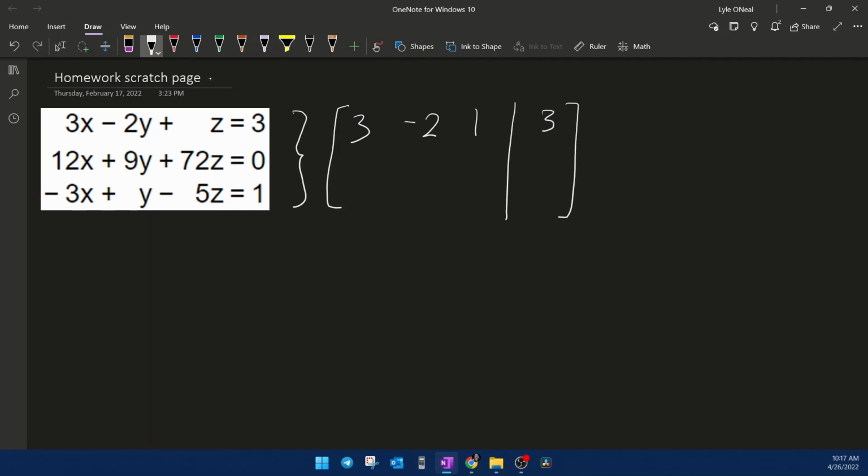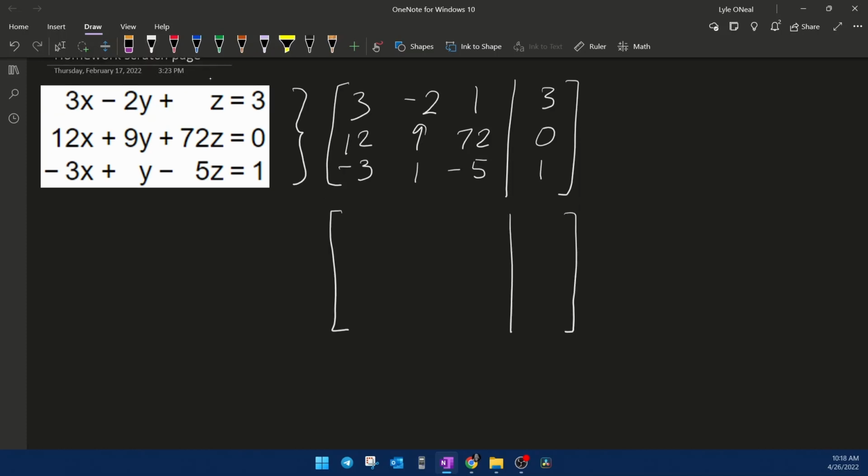And notice, I didn't mention it this time, but you do need to check and make sure that your variables are all lined up, because each column of numbers has to correspond to a specific variable. Next row, we're going to have 12, 9, 72, and 0. And for the last row, -3, 1, -5, and 1. And once we have the augmented matrix written, we need to start making our way towards row echelon form.